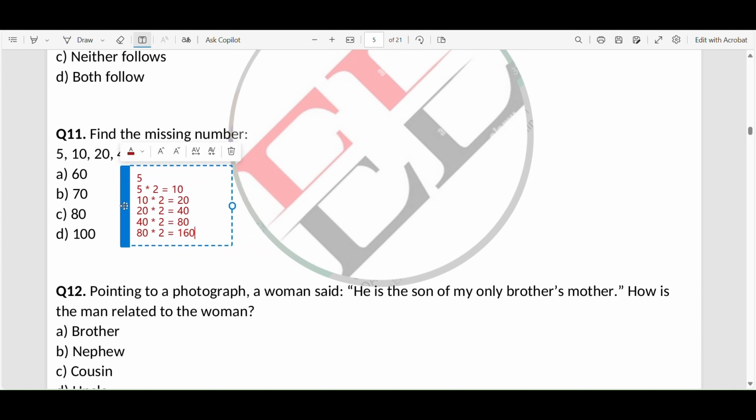If you cross verify, the first one is 5, the second one is 10, the third one is 20, the fourth one is 40, the fifth one would be 80, and the sixth one is 160. Okay?